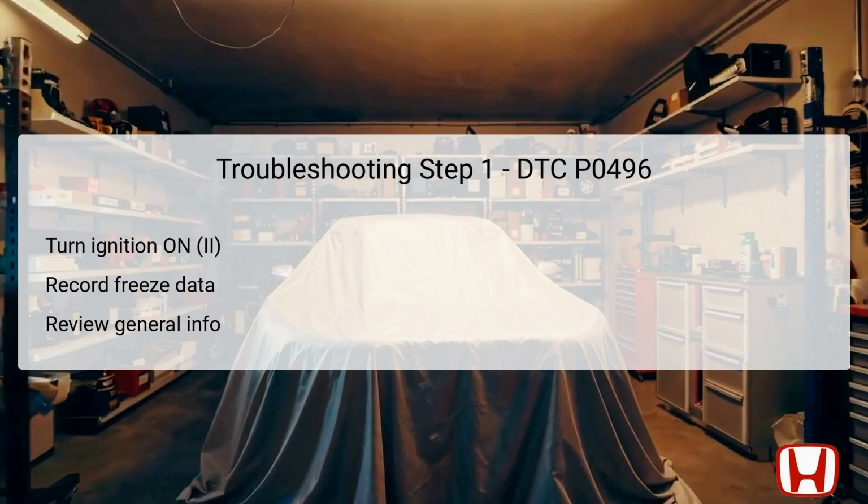The first step in troubleshooting the P0496 code involves turning the ignition switch to the ON (II) position. This step powers the vehicle's electrical systems and allows communication with the onboard diagnostic system. It is also crucial to record all freeze data and any available onboard snapshots during this phase. Freeze data contains vital information regarding vehicle performance at the time the fault occurred. Moreover, reviewing general troubleshooting information ensures that no steps are overlooked, keeping the technician informed about the specific operational characteristics of the EVAP system and related components.